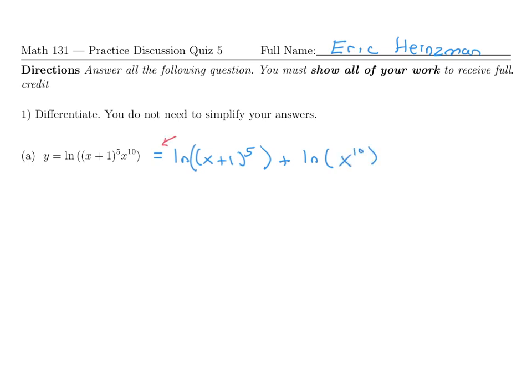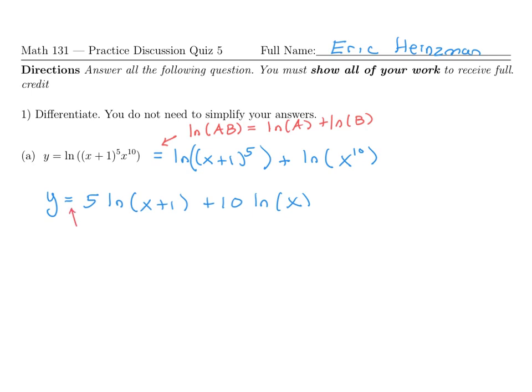The rule that we are using here is if you have the natural log or any logarithm of a product of two expressions, this is equal to the natural log of a plus the natural log of b. Next, continuing to simplify, this exponent of 5 and this of 10 can be brought down to the front of the logarithm. So we have 5 times the natural log of (x + 1), plus 10 times the natural log of x. The property that we're using in this step is if you have a logarithm of some expression to a power, you're allowed to bring the power down front.